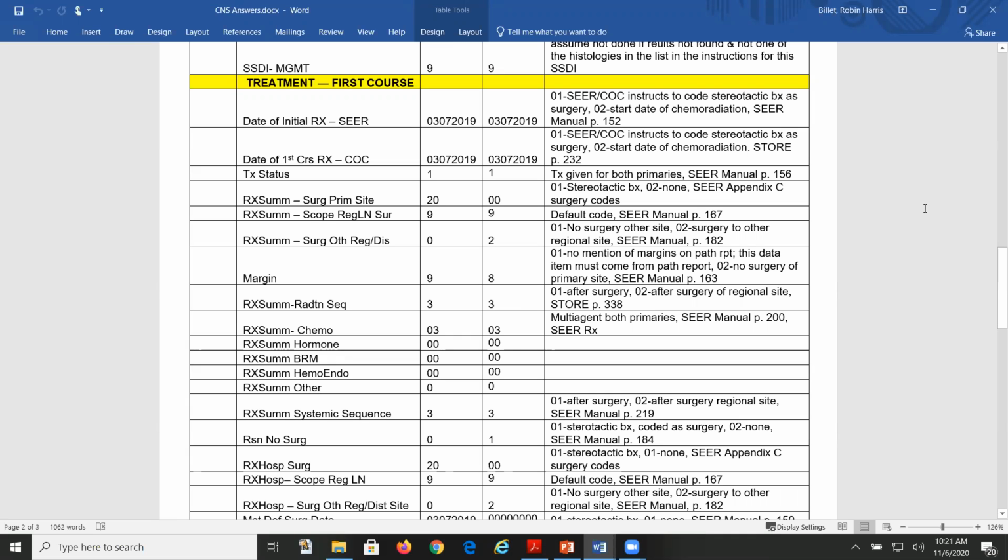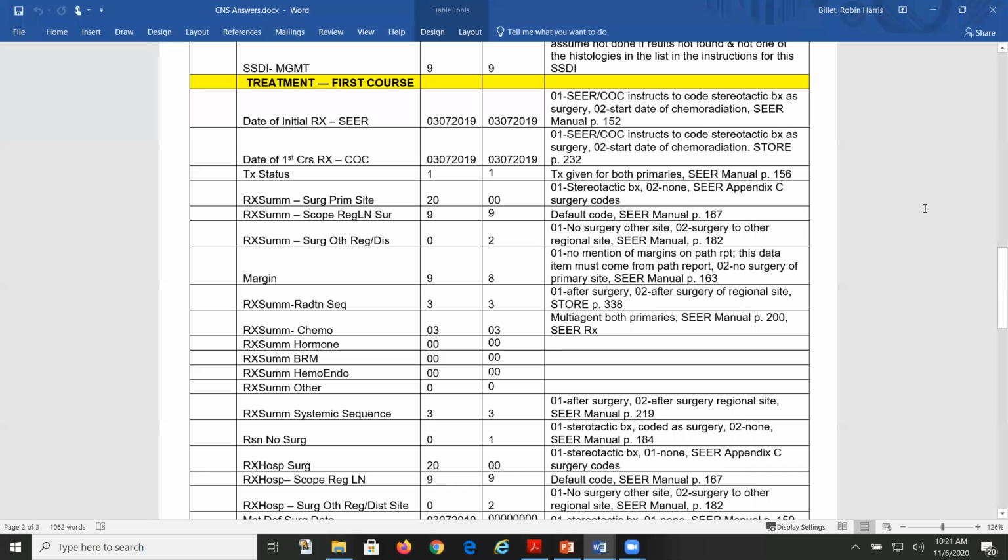So for surgery primary site, sequence 1 is 20 for the stereotactic biopsy, and for sequence 2 it is 00. Our scope of regional lymph node surgery is 9 for both. That is the default code. And our surgery other regional distant is 0 for sequence 1, but 2 for sequence 2 for the other regional site. Our margin is 9 for sequence 1.